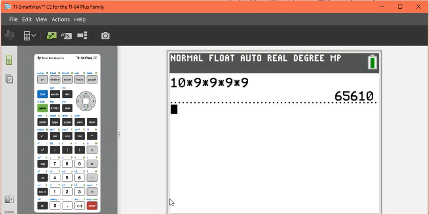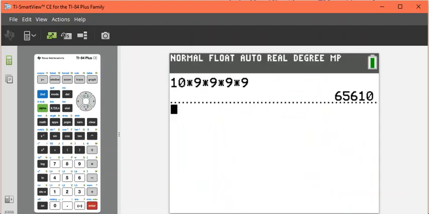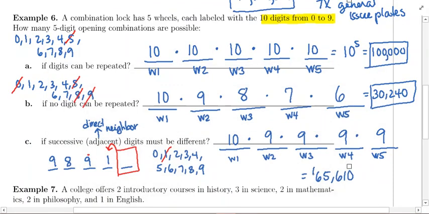So this is going to give us 65,610 possible combinations here. All right, let me make sure that is right. Yes. All right. So that's how many different combinations are possible if the successive or adjacent digits have to be different. All right, let's move on to the last example.